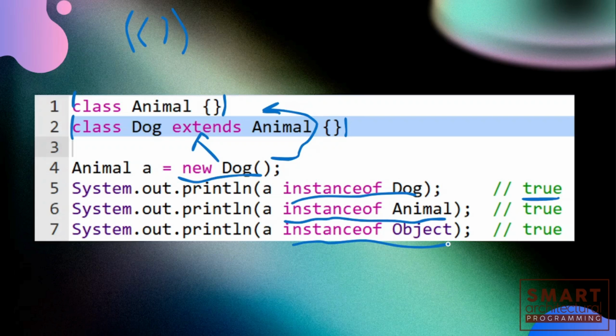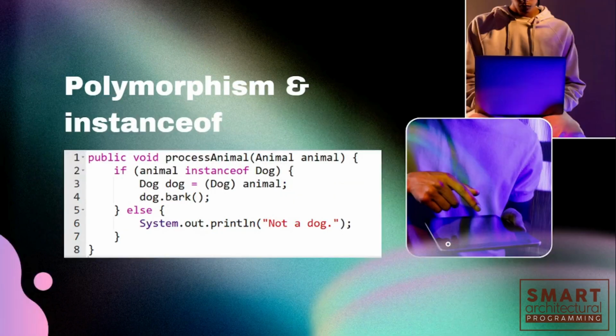Based on that understanding, let's see how polymorphism and instanceof relate to each other. When working with polymorphism, you might not know the exact type of object at compile time. This is where instanceof really shines. As you can see in the code here, we're checking if the animal is really a Dog before we downcast.